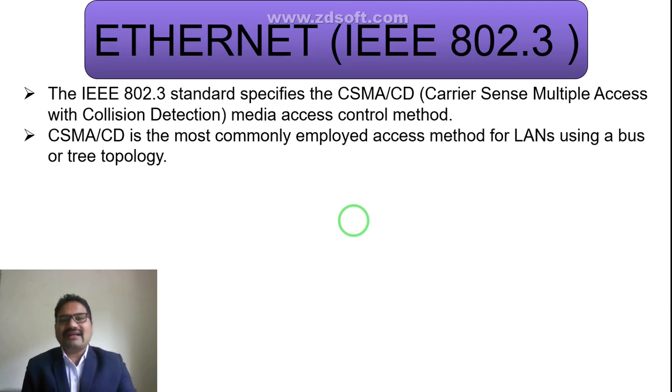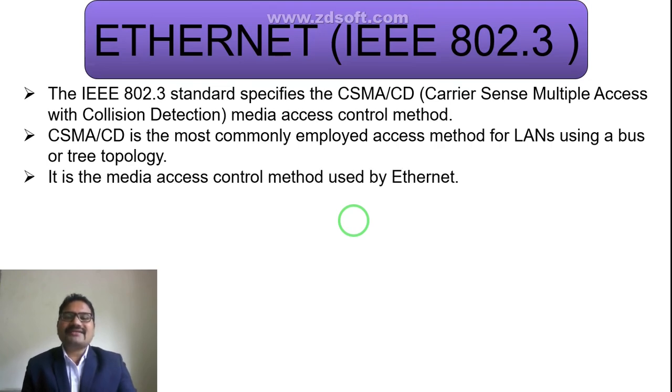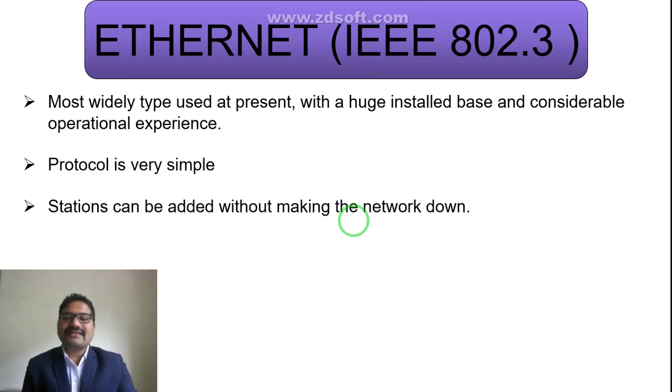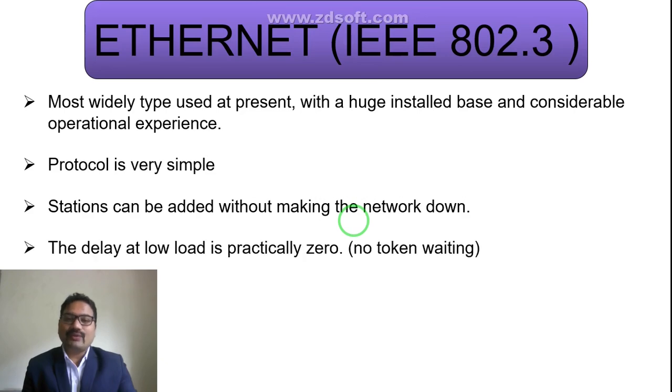Almost all LAN technologies have vanished except Ethernet, because Ethernet has the capability to update itself according to need. And it is the media access control method which is used by Ethernet. It is the most widely used type at present, with a huge installed base and considerable operational experience. Its protocol is very, very simple. Stations can be added without making the network go down. And the delay at low load is practically zero, that is, there is no token waiting concept.